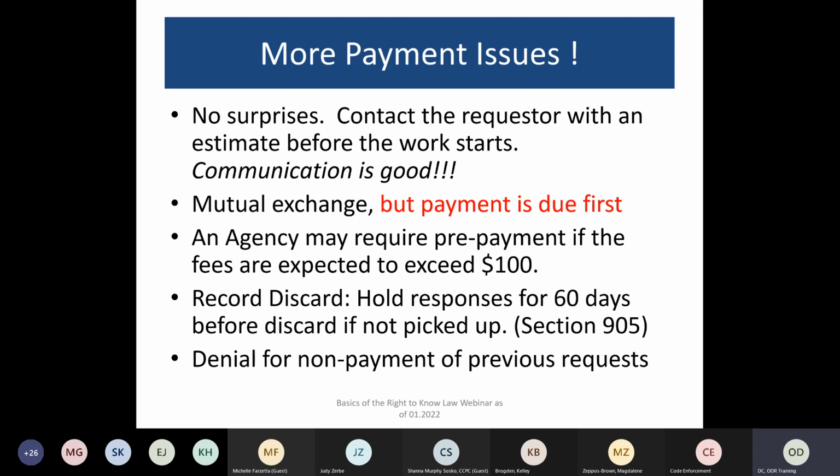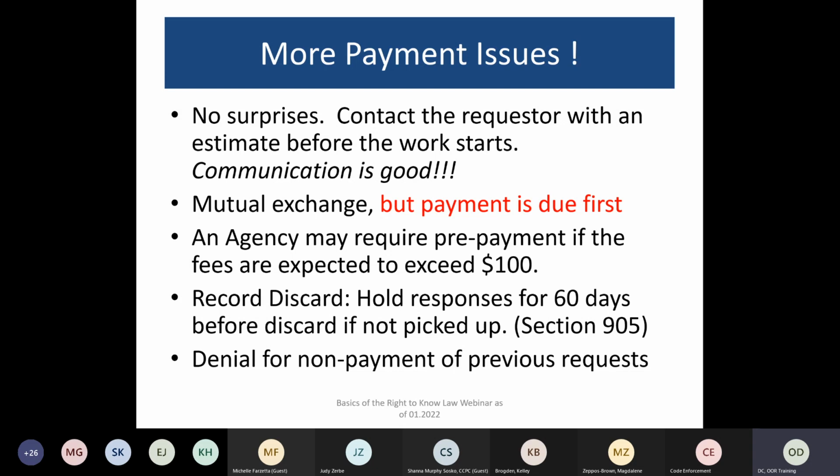All right. Now, like I said earlier, the law says ideally a mutual exchange, but push comes to shove, payment is due first. Then they get the records. Okay. And the right to know law doesn't speak to any sort of invoicing system. So what you set up is usually going to be okay. You can wait until you receive payment and the check has cleared before you provide the actual records. Remember, right to know law speaks about the responses, not providing the records.